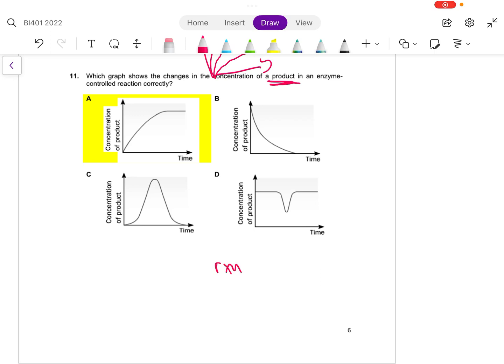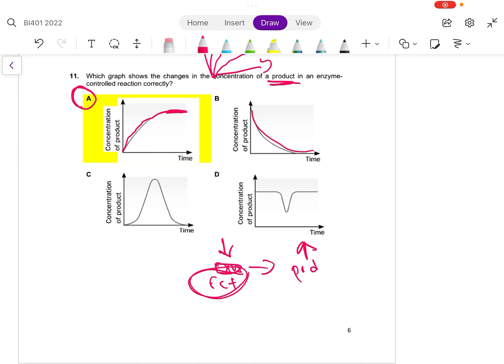Okay, so we know that in an enzyme catalyzed reaction, you go from the reactant to the product. So as the reaction proceeds, you will get more and more products and less reactants. So actually graph A is the best answer because you see that the amount of product is increasing as the reaction goes by and eventually it reaches a plateau. Because if you started off with only a certain amount of reactants, you will get a fixed amount of product at the end. All the other options don't quite make sense.